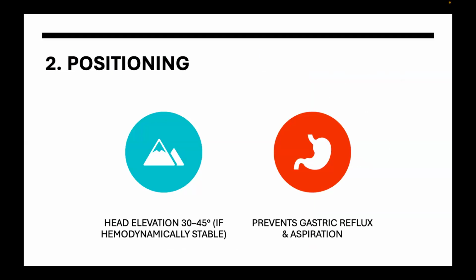Next is positioning. Positioning helps to prevent aspiration of secretions. Maintain head elevation whenever possible, up to 30 to 45 degrees if the baby is hemodynamically stable, and avoid unnecessary supine positioning. Ensure that there is proper alignment of the ventilator tubing. This reduces gastric reflux and microaspiration, which are major contributors to VAP.